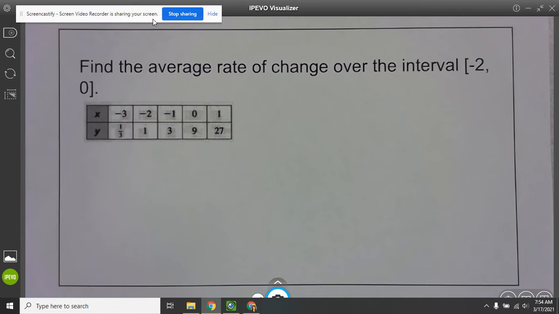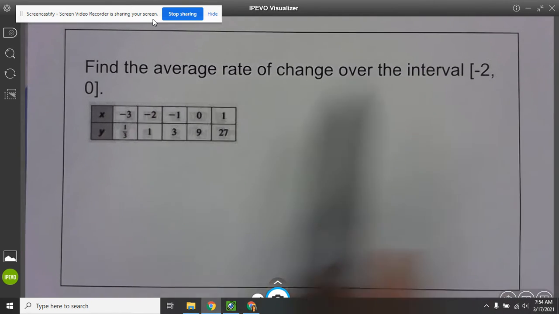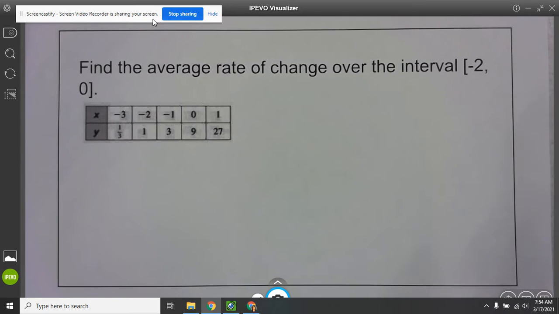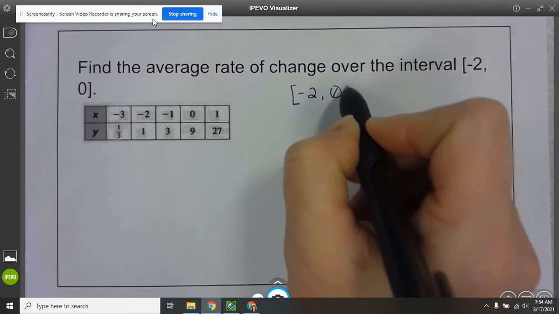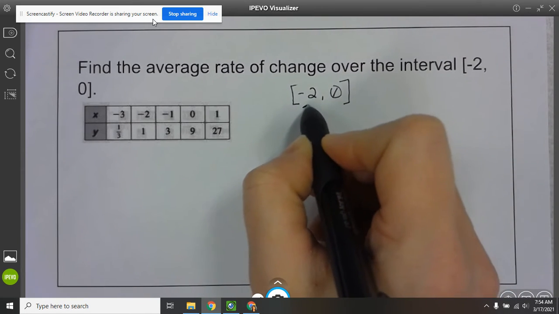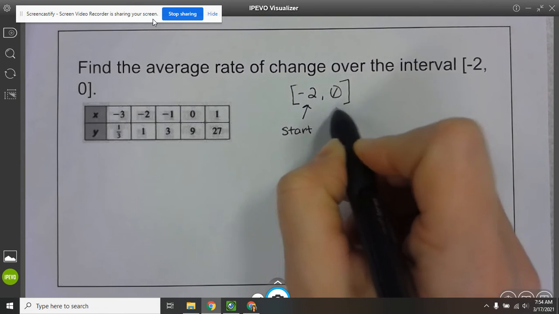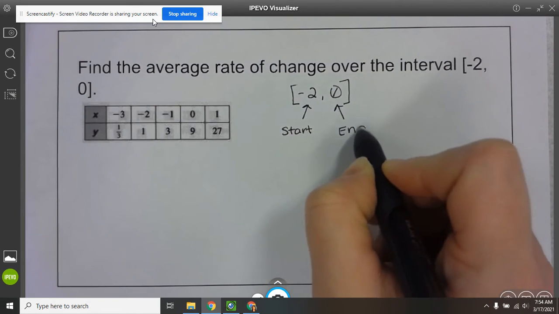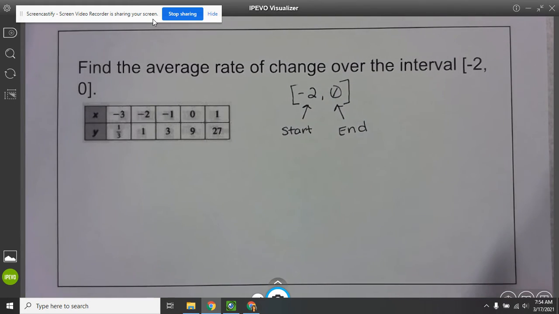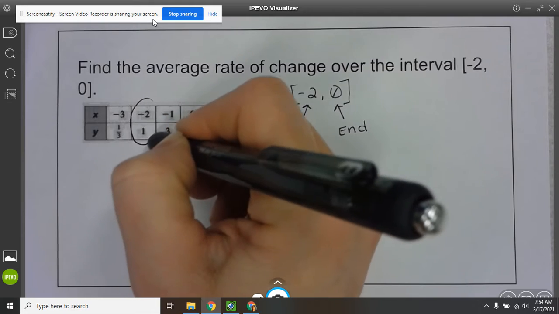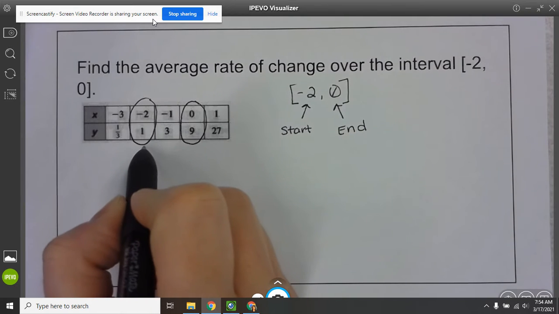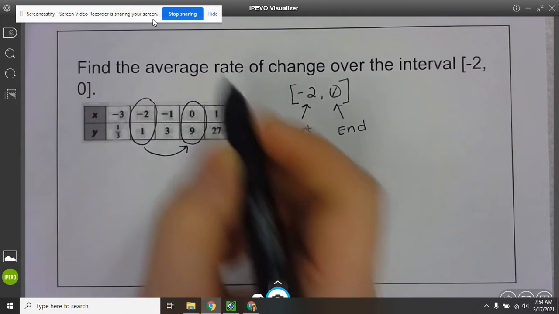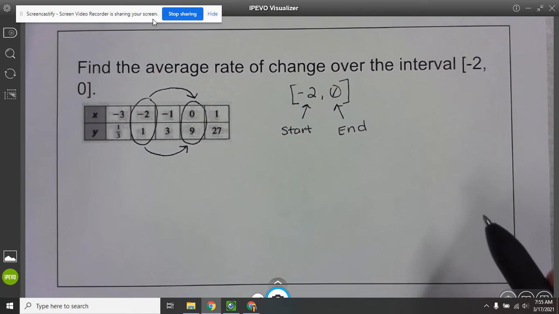All right, now we're going to actually start using this. So we have the average rate of change over the interval -2 to 0. Granted, it got a little choppy because of how it printed. So it would be -2 to 0 like this. This is our start. This is our end. So I'm going to go to the table in this case. Here are the 2 points we're looking at. So I need to look at this change here, and I need to look at that change there.